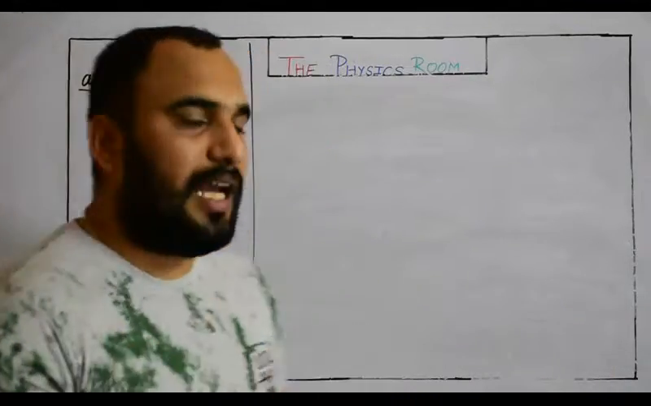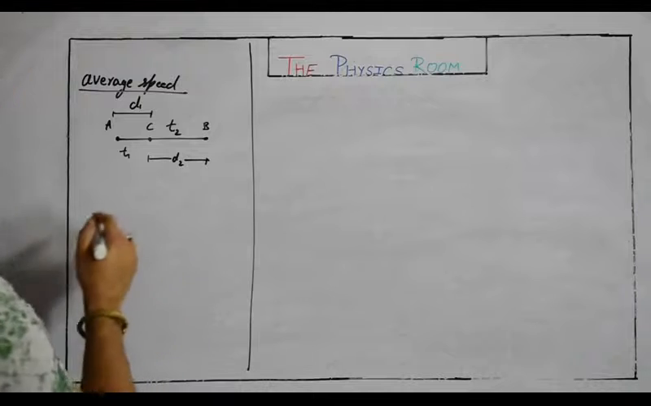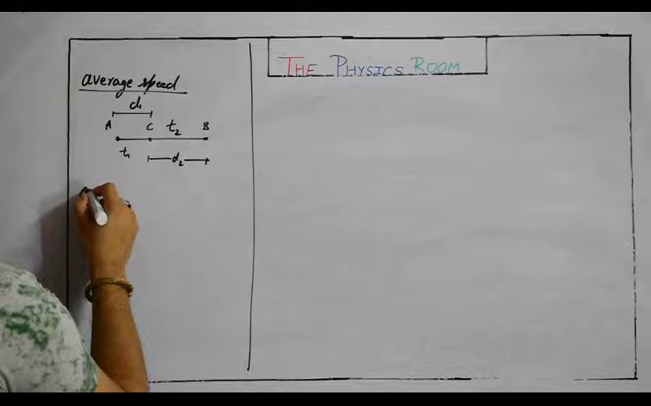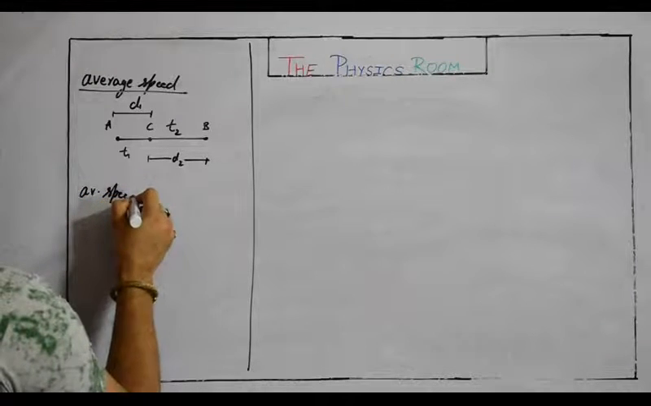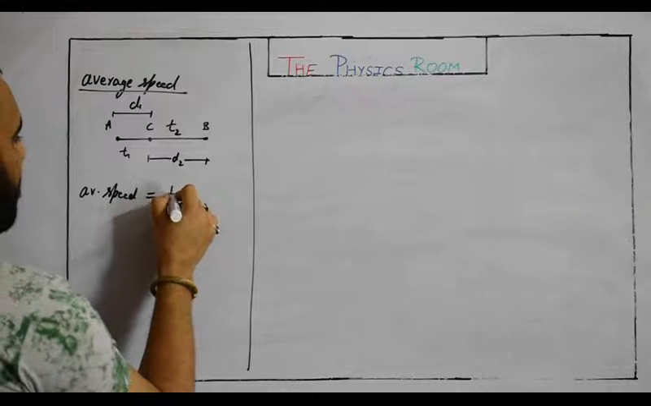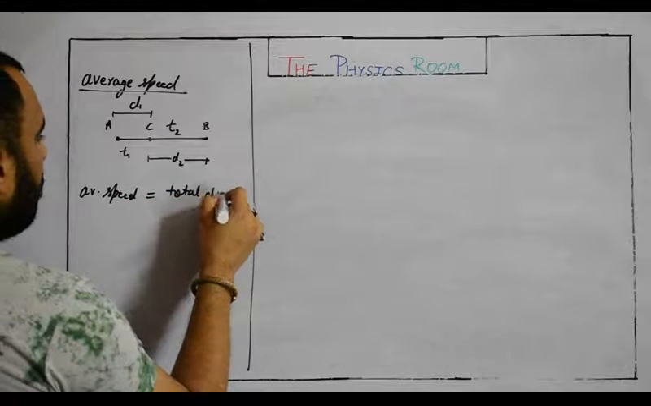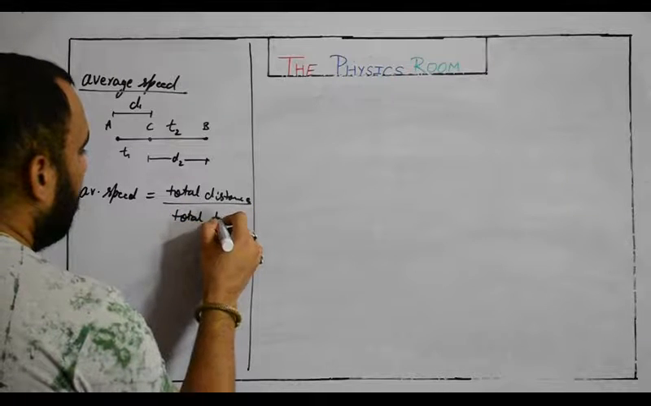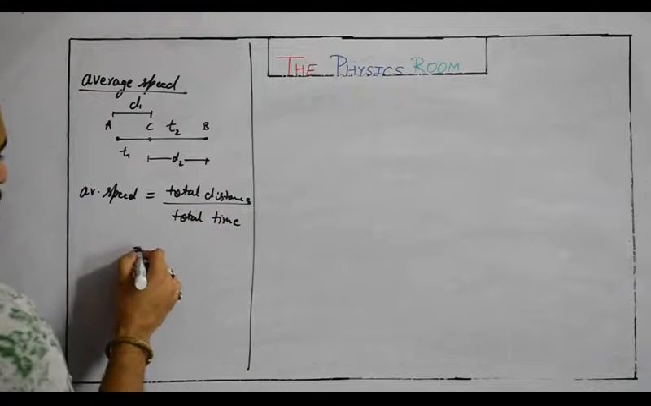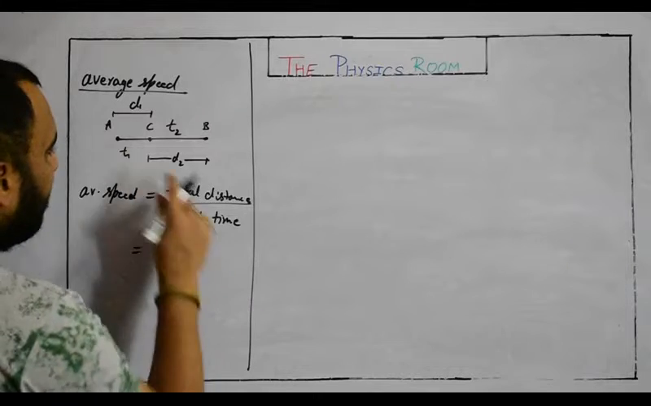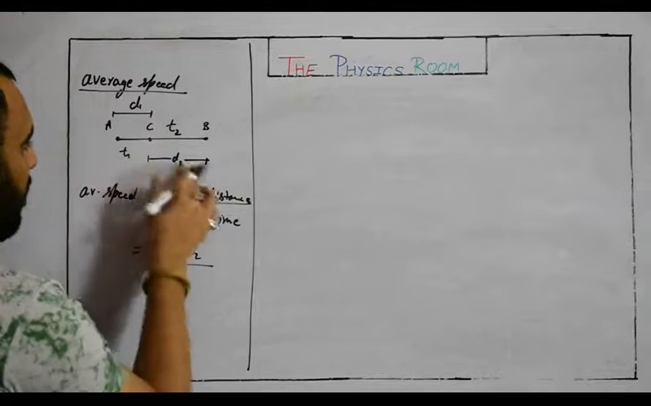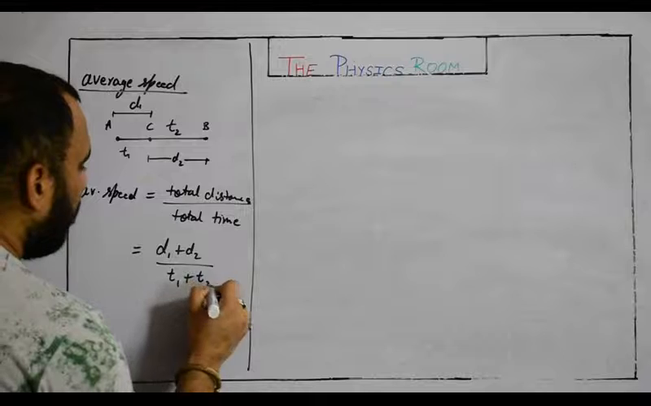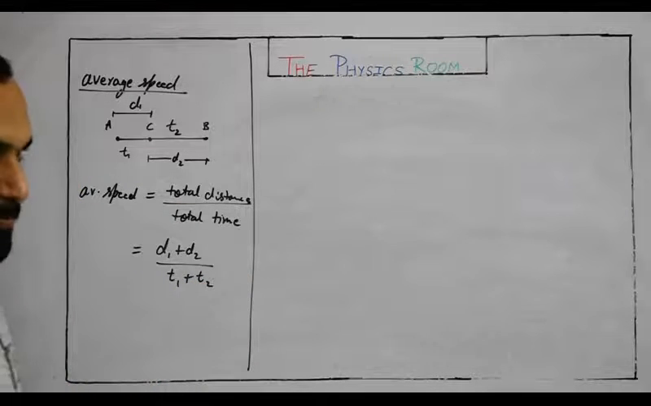with respect to time. So the general formula for average speed, you can write like this: average speed equals total distance traveled upon total time taken during the journey, right? Or you can write it as d1 plus d2 in this case upon total time taken, t1 plus t2. So this is the generalized formula for average speed.